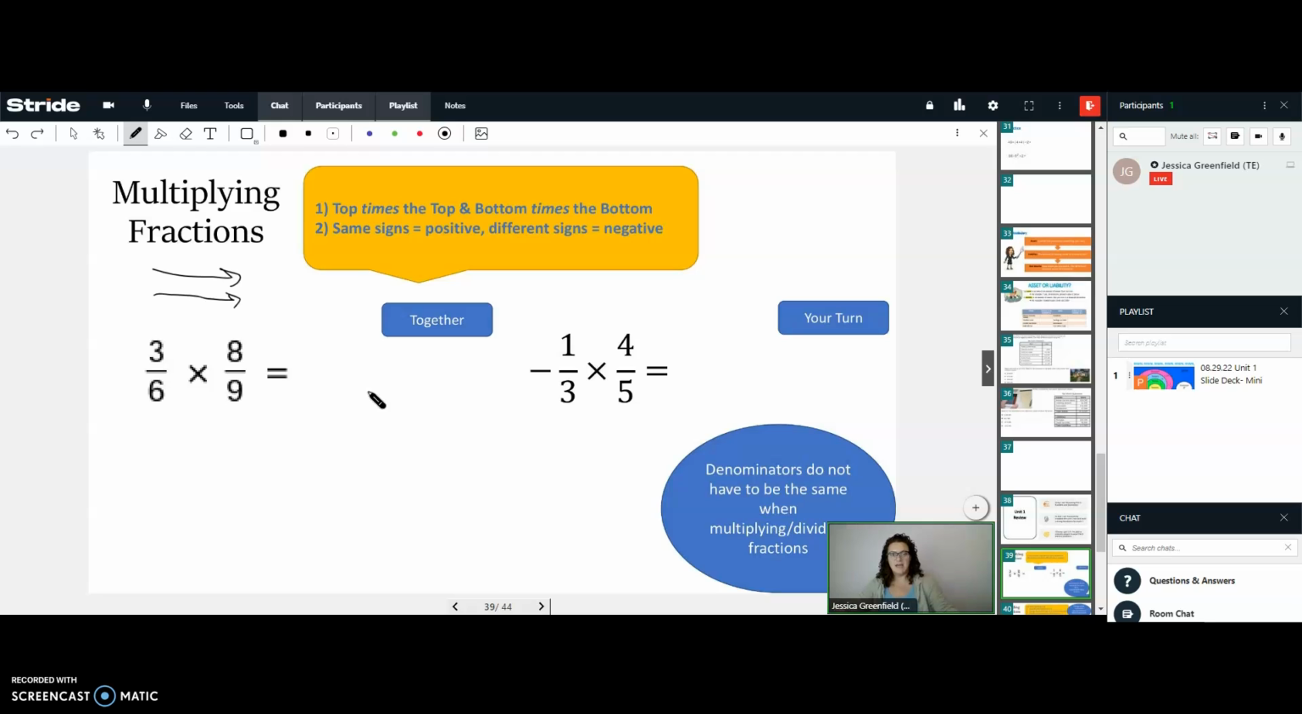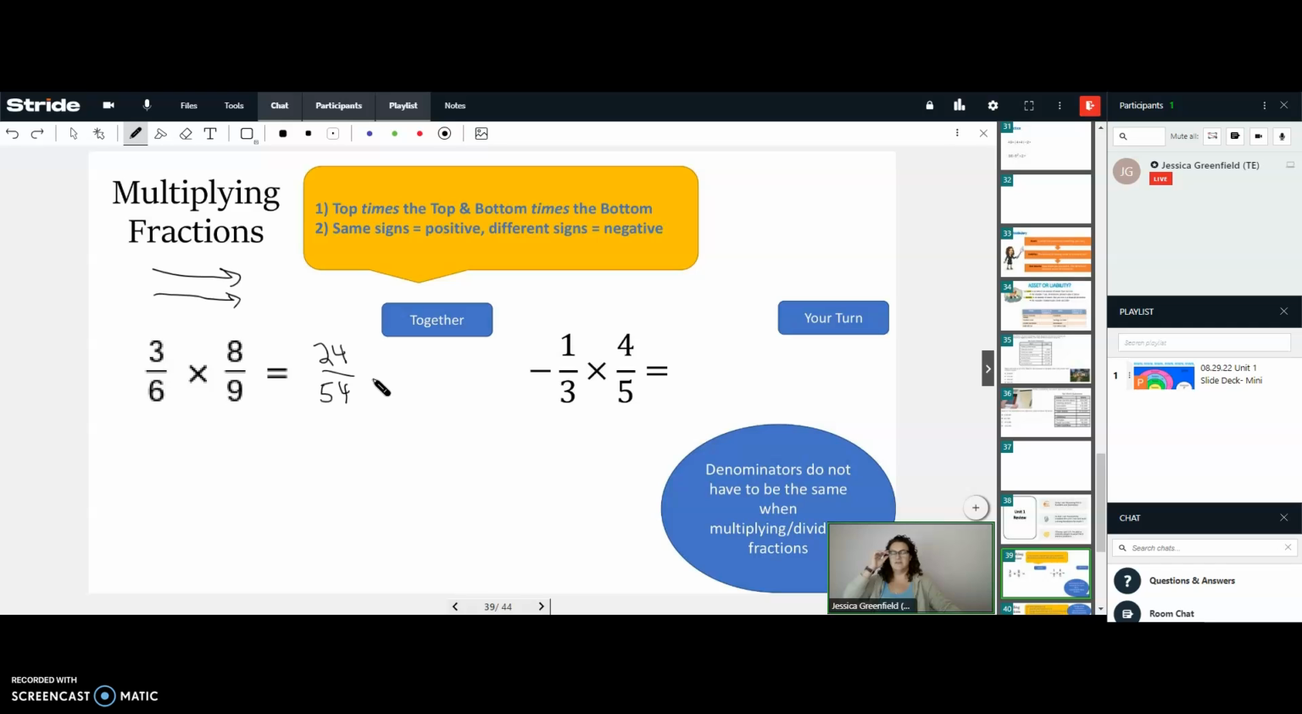Now, you can reduce before you multiply. You don't have to. I want to show you what's going to happen. If I multiply straight across in the numerator, straight across in the denominator, I'm going to get 3 times 8, 24, 6 times 9, 54. Went blank for just a second there. All right. I know that these are both able to be reduced. These are huge numbers. I don't really want to mess with these, but let me show you a different way.